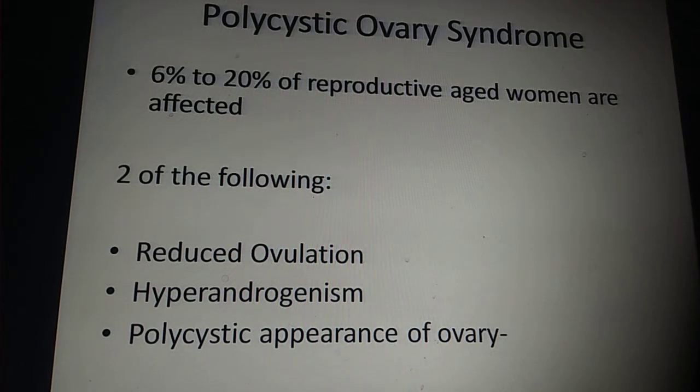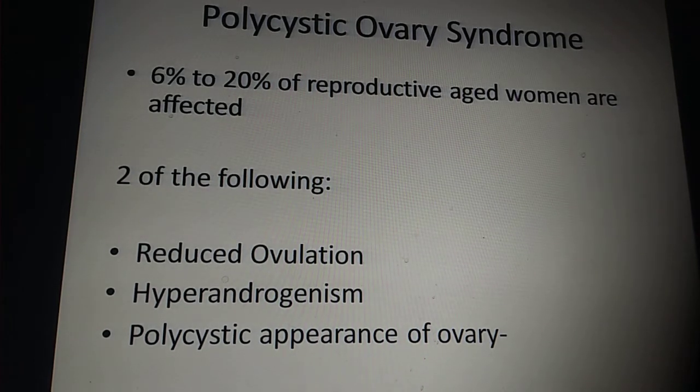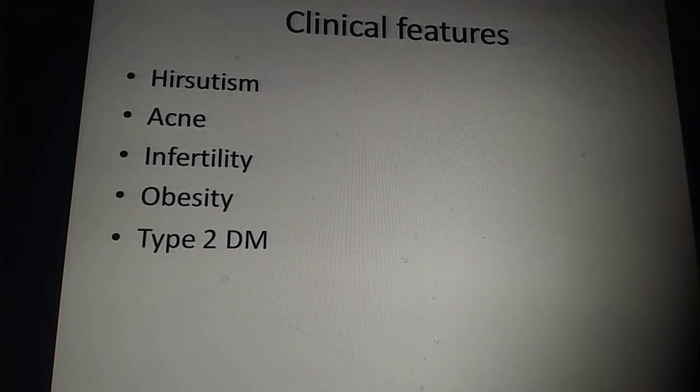Two of the following features have to be there: reduced ovulation, hyperandrogenism, or polycystic appearance of the ovary. If any two of these features are present, then we would say that this person has PCOS. Reduced ovulation means what? Menstrual symptoms, right? Because reduced ovulation means there is oligomenorrhea. There is no ovulation, no progesterone, so the menstruation does not happen at regular intervals. Then hyperandrogenic features like hirsutism, acne, and polycystic appearance of the ovary.